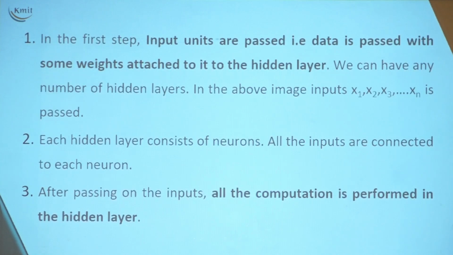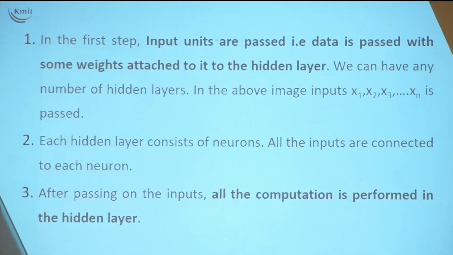So for those who are absent, this is a quick recap. So what do we do in step 1? We take the input neurons x1 to xn and then multiply them with what? Weights, and pass the inputs along with the weights to the next layer, which is the hidden layer. Okay. So as you can see, if x1 to xn are the input layers, we pass them to the hidden layers. Okay. Now after passing all the inputs, the actual computation happens in the hidden layers.